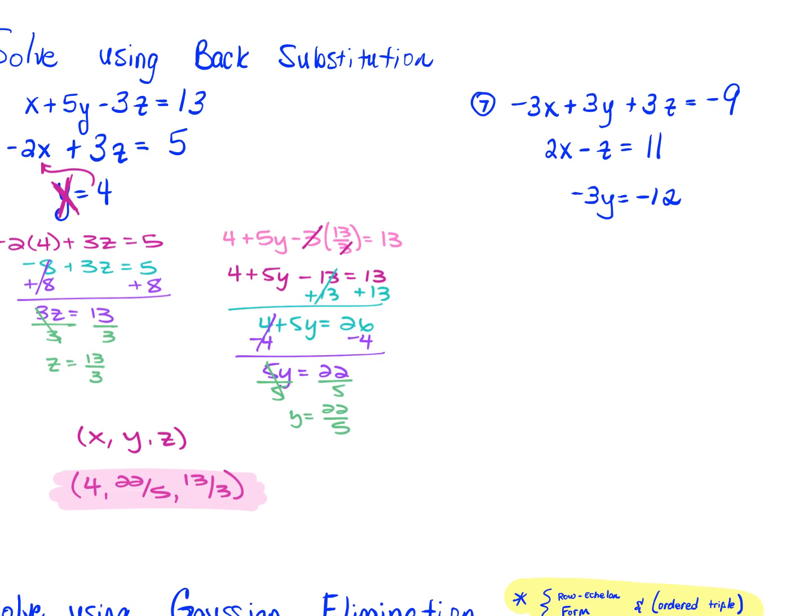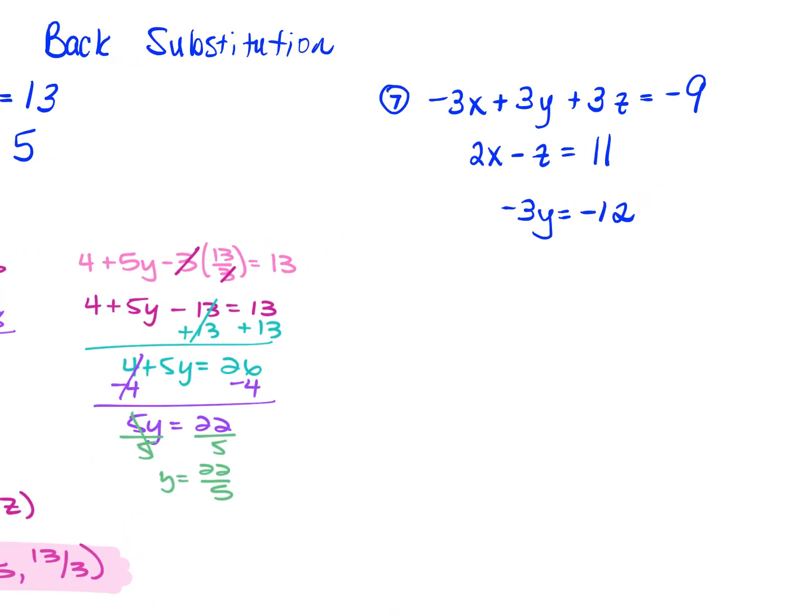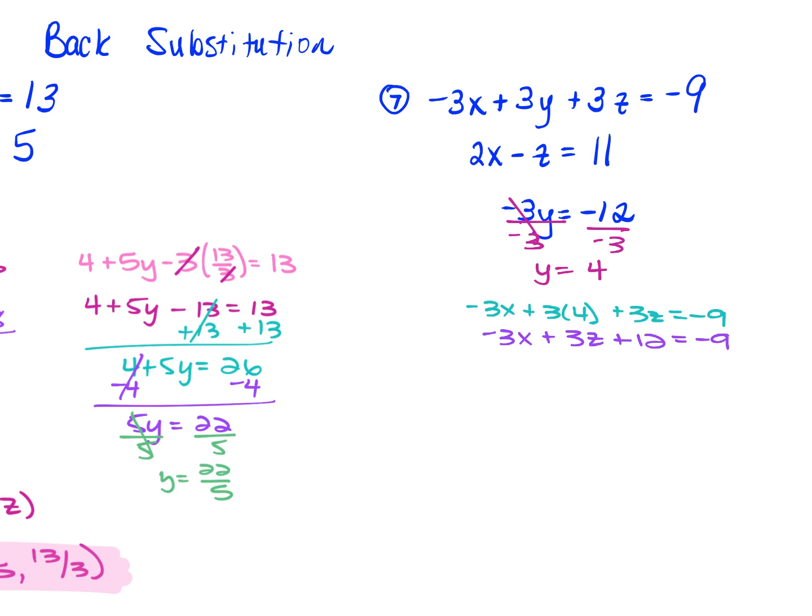So if we keep 7 with the negative 3y, you'd still, like with this one, solve for y first. So divide each side by the negative 3. And this would give you y is equal to 4. Now, since y is equal to 4, the only other equation that you have for y is the top one. So if you plug that into the top one, you would have negative 3x plus 3 times 4 plus 3z is equal to negative 9. So 3 times 4 is 12. If we move the 12 over, subtract it, that gives you negative 3x plus 3z is equal to negative 21.